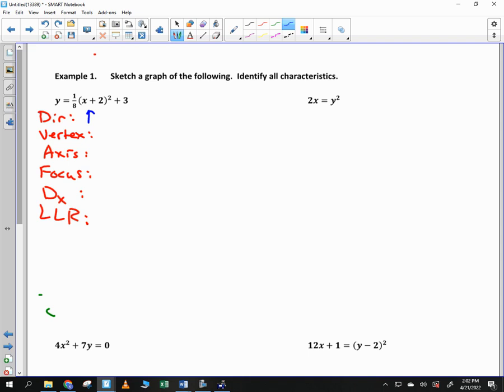Yep, I just wrote dx for directrix. Can somebody tell me the location of the vertex? -2, 3. Great. The vertex is located at -2, 3.